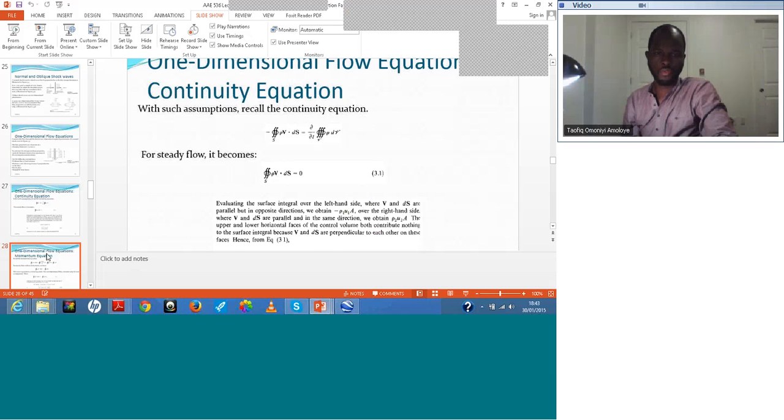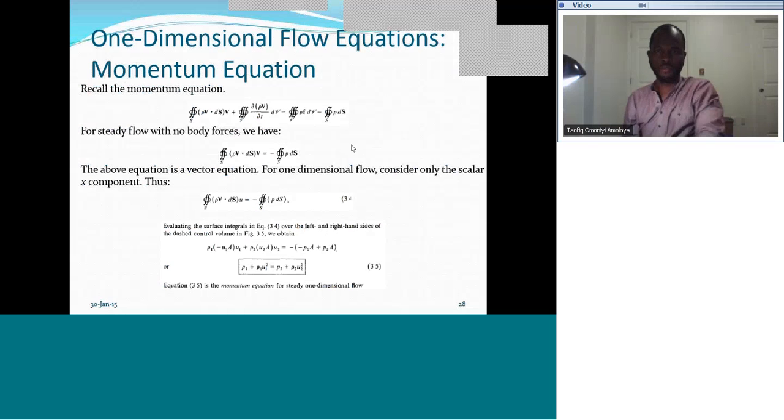The integral form of the momentum equation is given as that. If we assume steady flow and we neglect body forces, that means this part goes to zero and that part also goes to zero. We are just left with the net momentum flow into the control volume, which is just equal to the pressure forces. So we go on to do the integral, noting that the pressure, of course, is always acting inwards to a given surface.